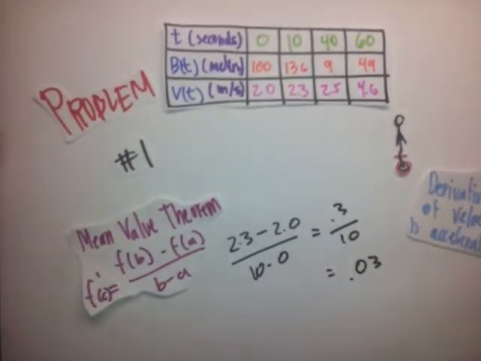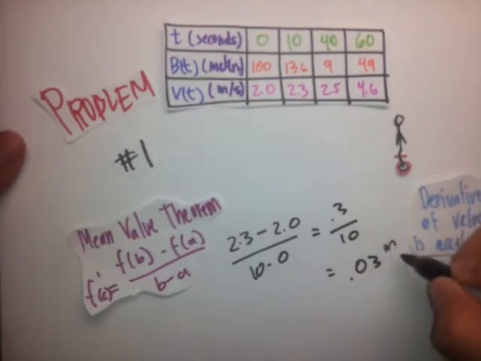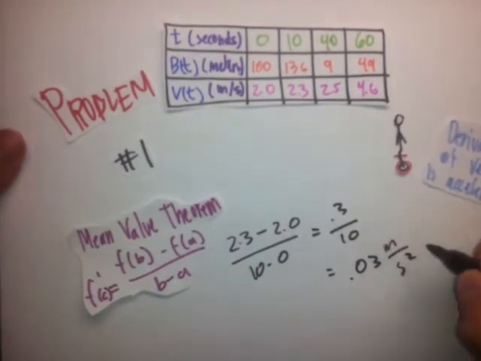Now, you're trying to find the units. So the units of measure for acceleration would be meters over seconds squared.